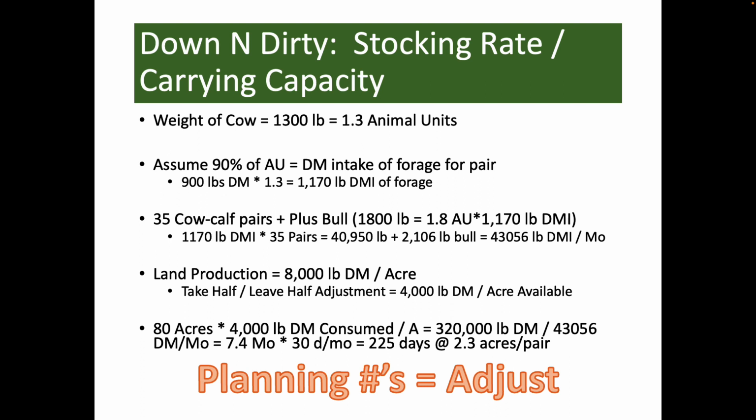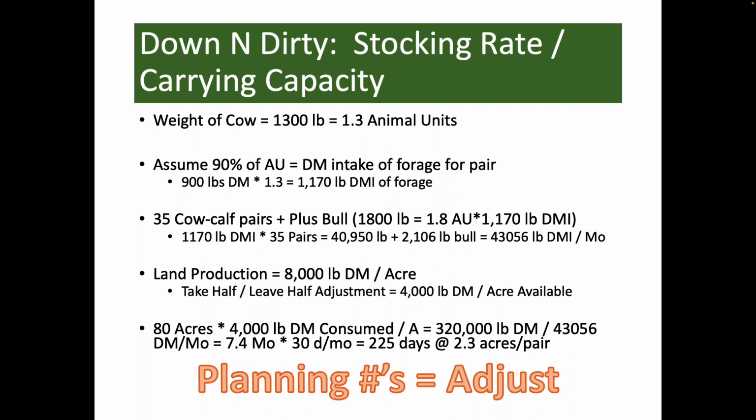Now, let's assume we've got 35 cow-calf pairs, plus we've got the bull out there. That bull's probably about 1,800 pounds, so right off the bat, he's about 1.8. So multiply that times how much we think they're going to eat.